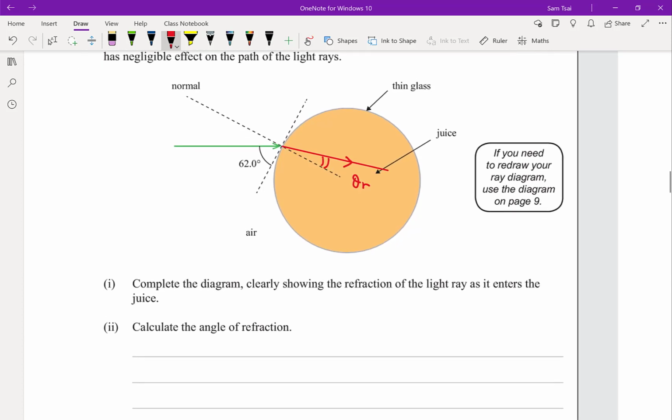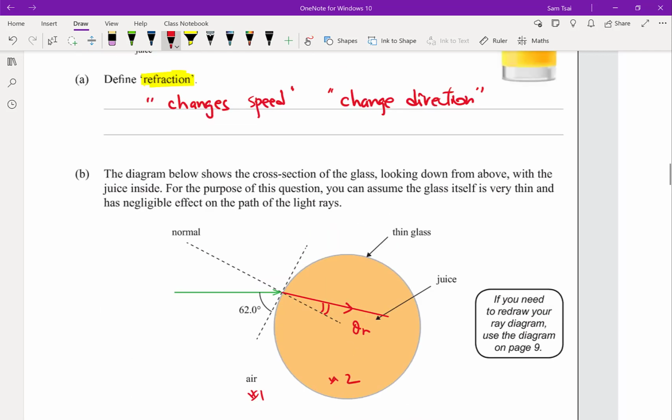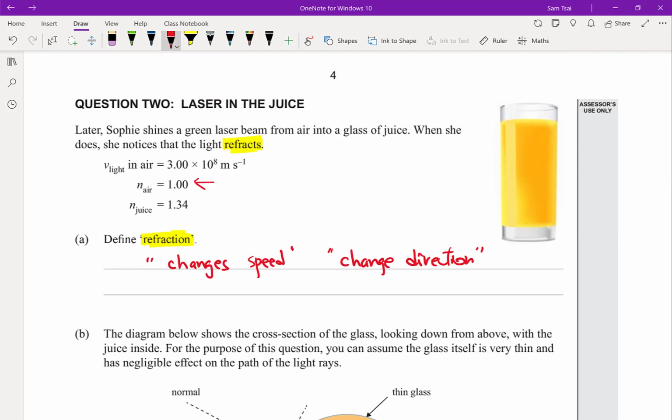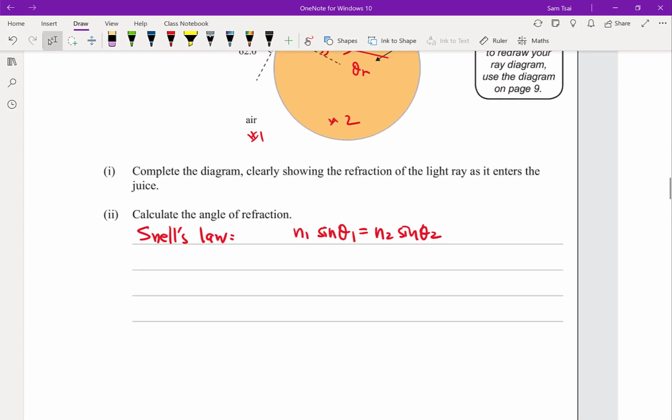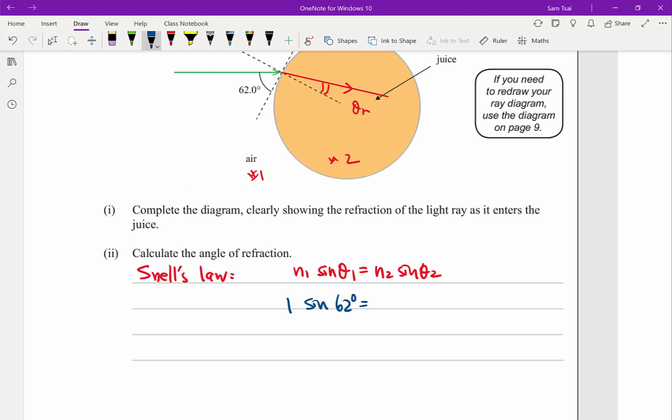Now you need to calculate the angle of refraction. So now I think you know already. Apply Snell's law: n1 sine theta 1 equals n2 sine theta 2. Now we put the numbers in. Assume this is medium 1 and this is medium 2. So n1 is how much? n1 is in the air, and in air it is 1. And juice is 1.34. So we put 1 for air, and sine of 62 degrees. And n2 in juice is 1.34, and sine theta 2. We want to know the angle theta 2.